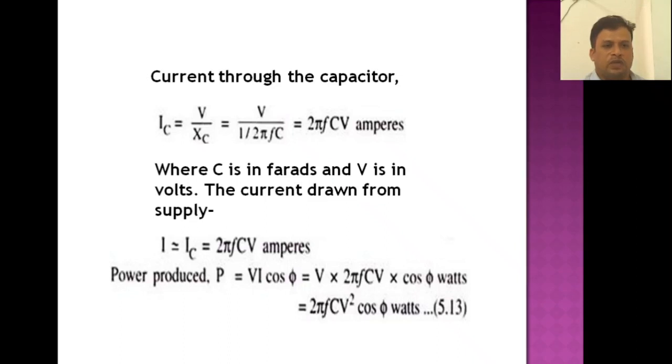So the formula for current through the capacitor is IC is equal to 2 pi FC V amperes, where C is in farads and V is in volts. The current drawn from supply is approximately 2 pi FC V amperes. In a similar way we can calculate the power produced, that is P is equal to VI cos phi, that is V into 2 pi FC V into cos phi, where cos phi is the power factor. So 2 pi F C V square cos phi watts, given by equation 5.13, gives the power produced here.